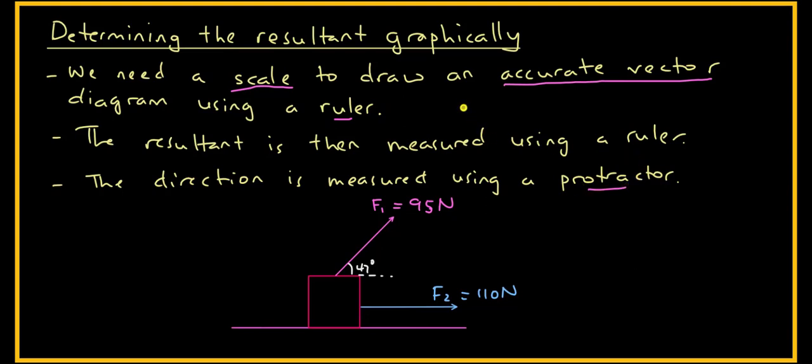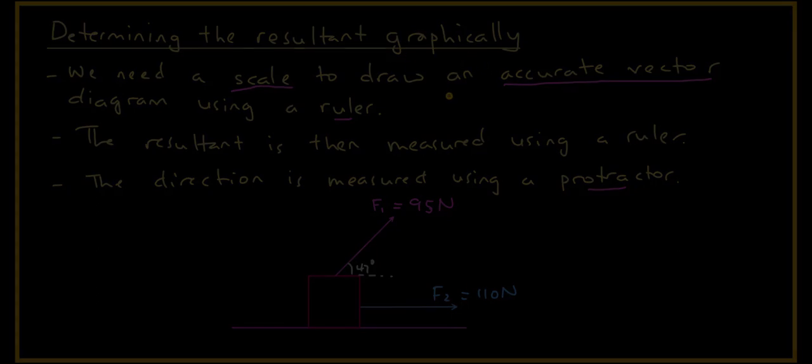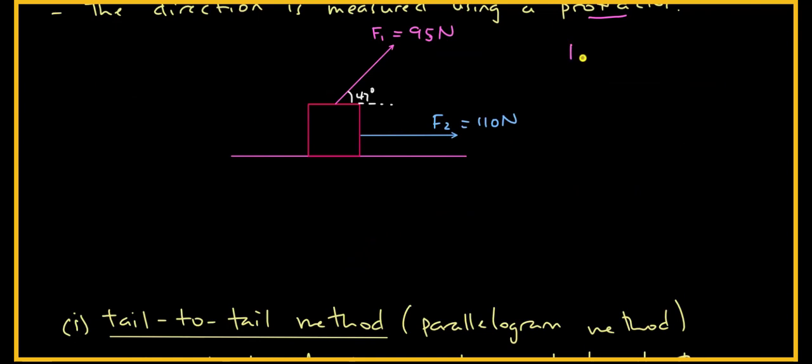There are basically two ways to solve for the resultant using the graphical method. For example, for your scale, you can say let 1 centimeter represent, let's say, 10 newtons. If 1 centimeter is representing 10 newtons, it means that the length of this particular vector here would be equal to 9.5 centimeters. And the length for this particular vector here would be 11 centimeters. You also have to measure this angle here, plot them accurately, and measure the resultant using your ruler.